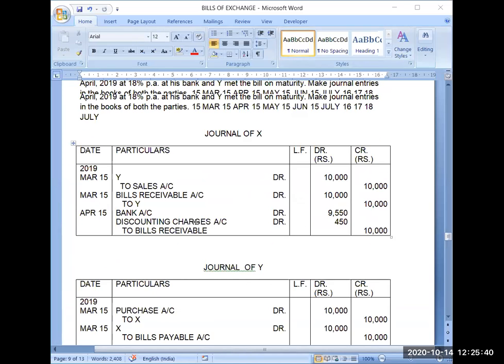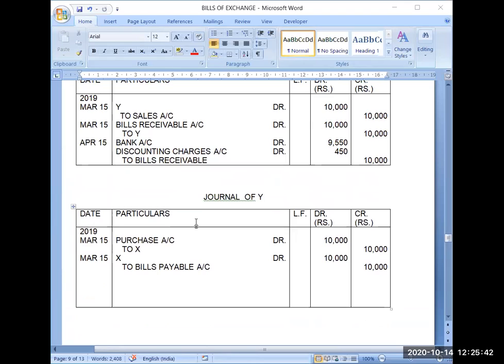So we were doing this question and we have discussed the very important point regarding this question. Two very important points are there which you should observe. First, I have explained that when X is getting the bill of exchange discounted from the bank, in this transaction only X and the bank are involved. It is not concerned in any manner with Y.